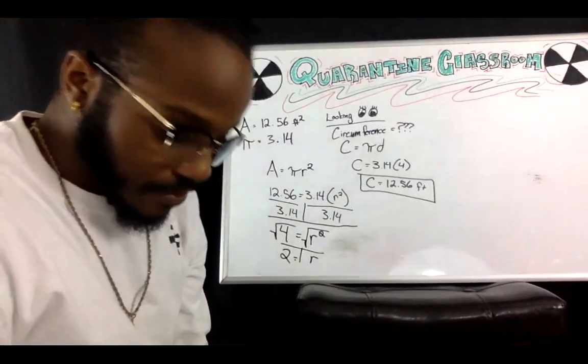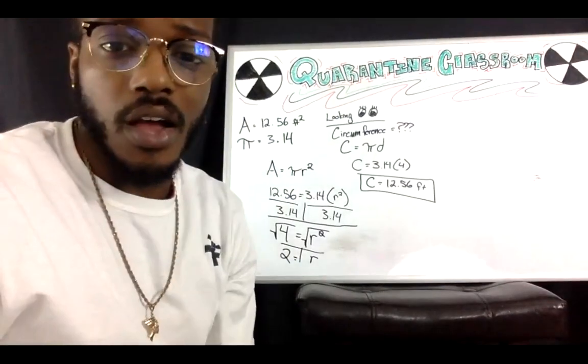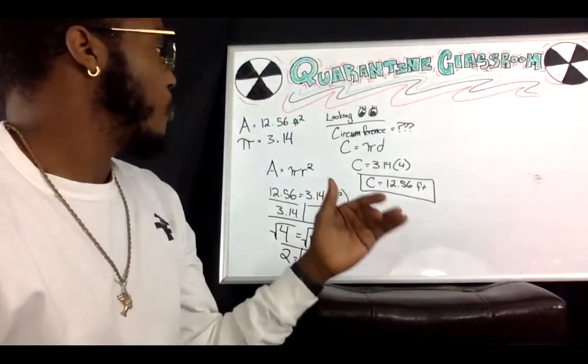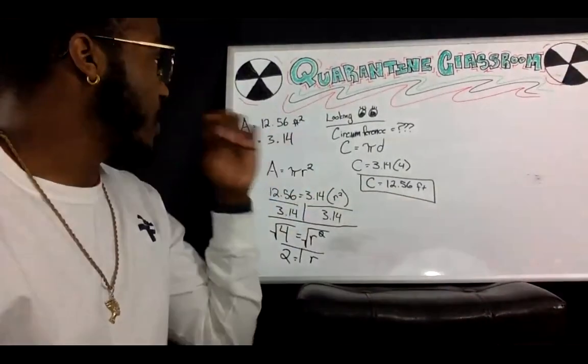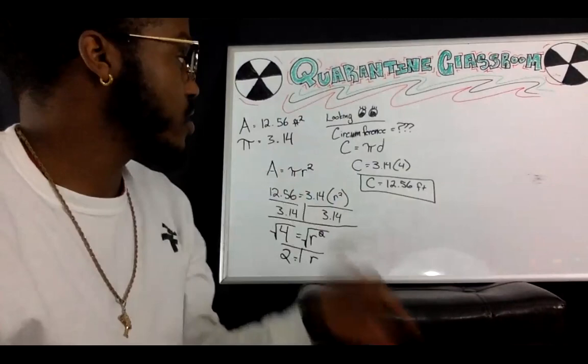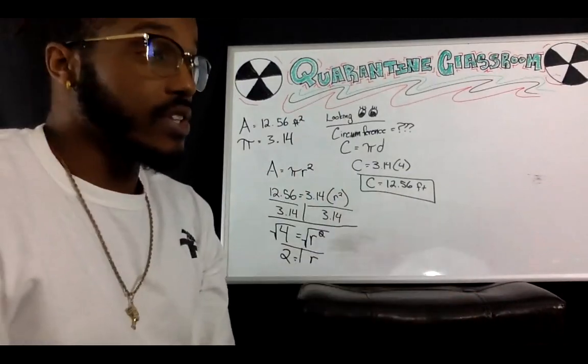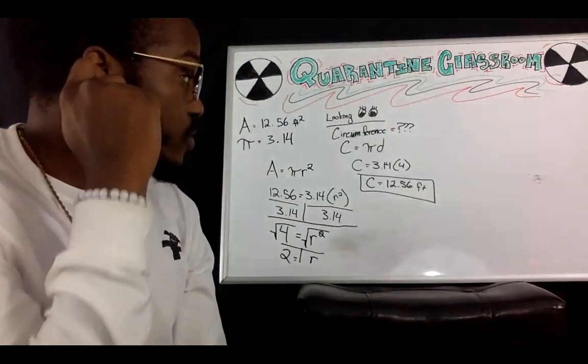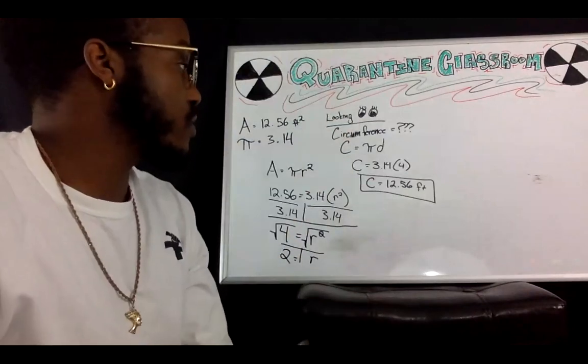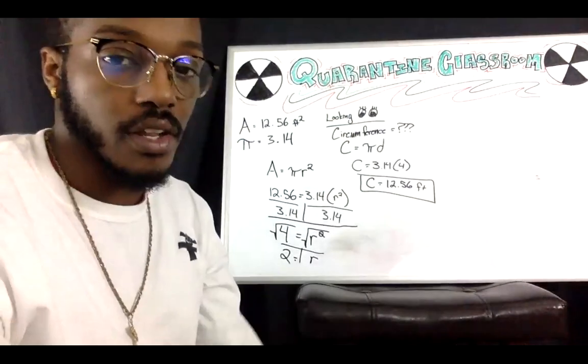Now I know what you're thinking. I was thinking it too. Why are the circumference and the area the same? And the short answer is that they're not. The circumference is the distance around the outside of the circle. So the entire distance around the outside of the circle is 12.56 feet.